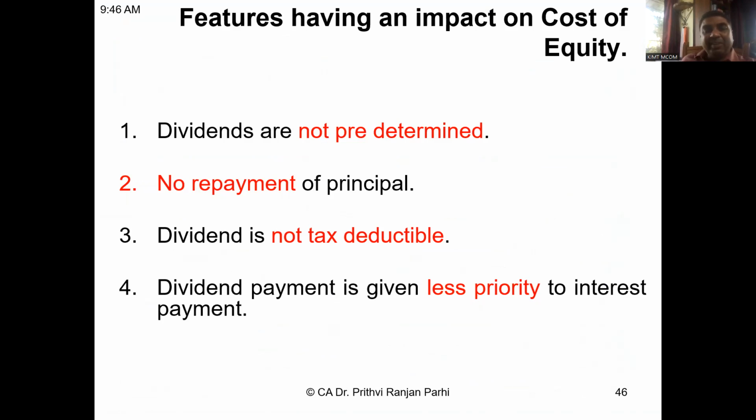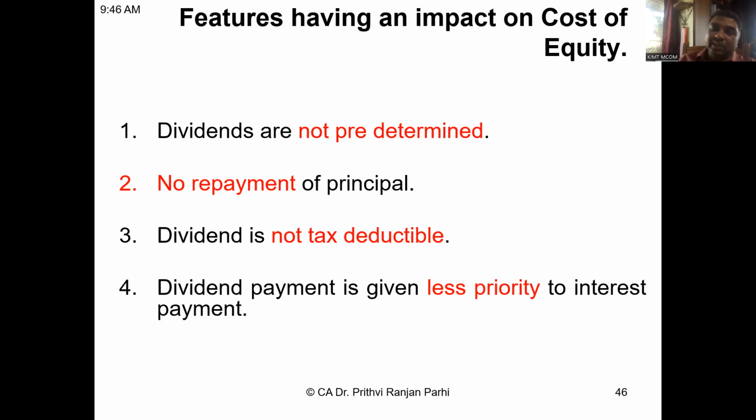First concept is that dividends are not predetermined. Unlike a debt instrument, unlike a bond or a debenture, in case of equity, how much dividend someone will get, nobody can say in advance. In a bond or debenture, we know that the bond is, let's say, 8%. Bond means 8% is interest, and if you're taking a loan, you know this much interest you have to pay. But in case of equity, we have to arrive at the profit. Then the board has to recommend, shareholders have to approve, and dividend will be paid. So it depends largely on the profit.